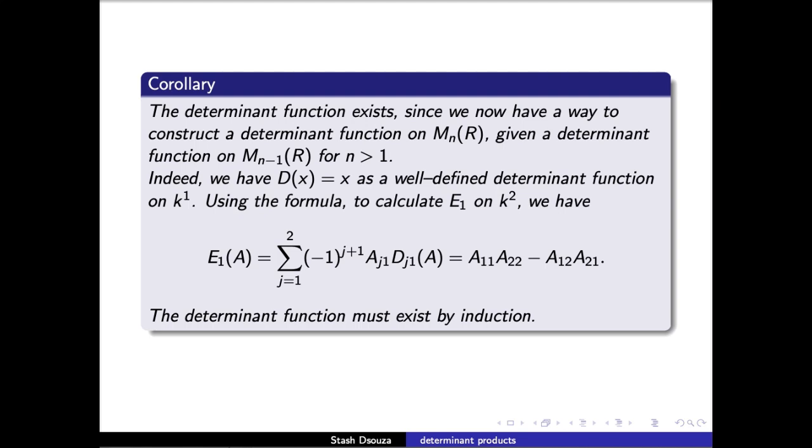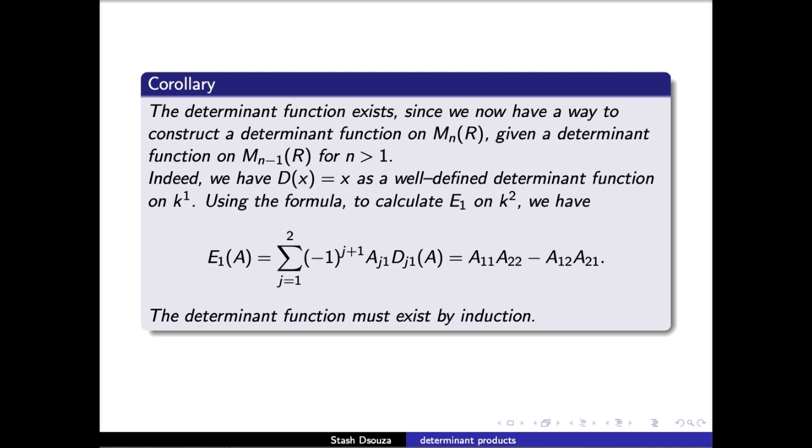So using the formula we've just established, we can calculate E1 on the space K2 by 2, that is the space of real matrices of dimension 2. We then have that E1 of A is equal to minus 1 to the power j plus 1 times aj1 dj1 evaluated at A. The sum of indices goes from j equals 1 to 2, and that simplifies to nothing but A11 A22, because we recall that D11 evaluated at A is equal to A22. We simply delete row 1 and column 1, and all we're left with is the scalar A22.